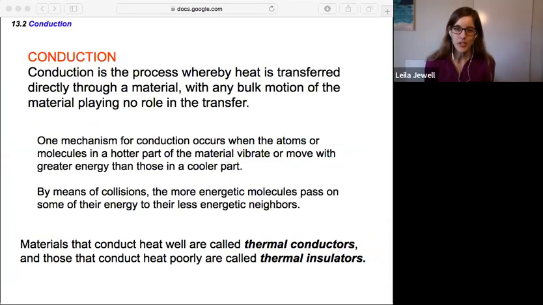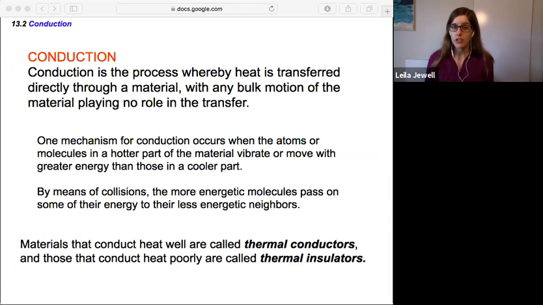Section 13.2, conduction. This is the second of our heat transfer mechanisms. We just saw convection, now we're on to conduction. Conduction is the process where heat is transferred directly through a material, with any bulk motion of the material playing no role in the transfer. So this is where we have to go through the material.